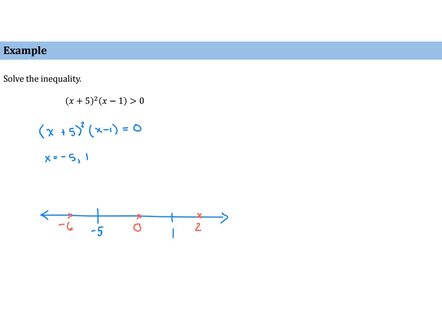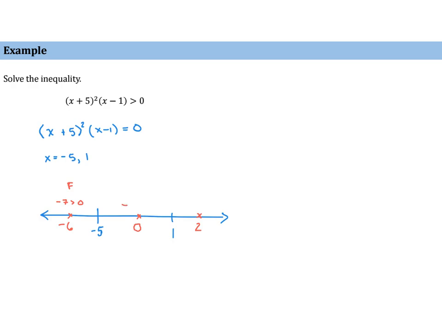So if we substitute negative 6 in, we would get negative 6 plus 5 is negative 1, square it, and that will be positive 1. And then negative 6 minus 1 is negative 7, so we get negative 7. And so negative 7 is greater than 0. Is that true or false? That's false. If we substitute 0 in, we get 25 times negative 1.